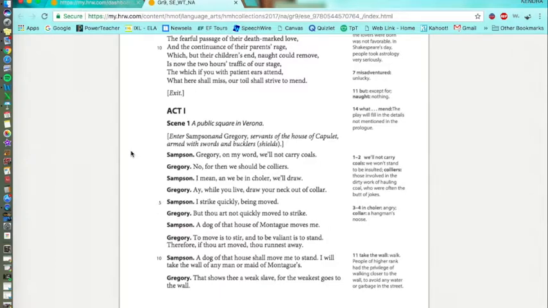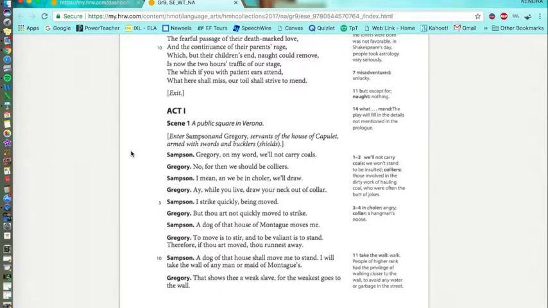Okay, so then Gregory says, "No, for then we should be colliers." Colliers are those involved in the dirty work of hauling coal, who are often the butt of jokes. There are a lot of puns. So we're going to talk about coal, we're going to talk about collar, and all of this stuff. They're making all these jokes at the beginning.